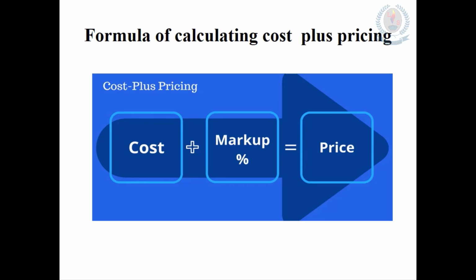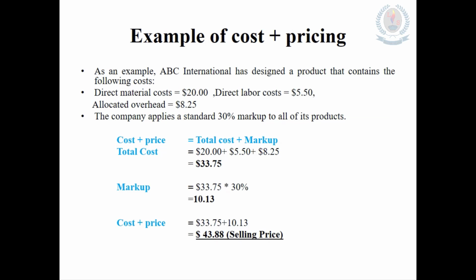In this slide you can see the formula for calculating cost plus pricing: the unit cost plus the markup. Markup means the profit margin that the manufacturers are willing to keep as their profit. Adding that markup to the cost, we get the selling price. This is the simple formula for cost plus pricing. Now I will explain one example of calculating cost plus pricing.